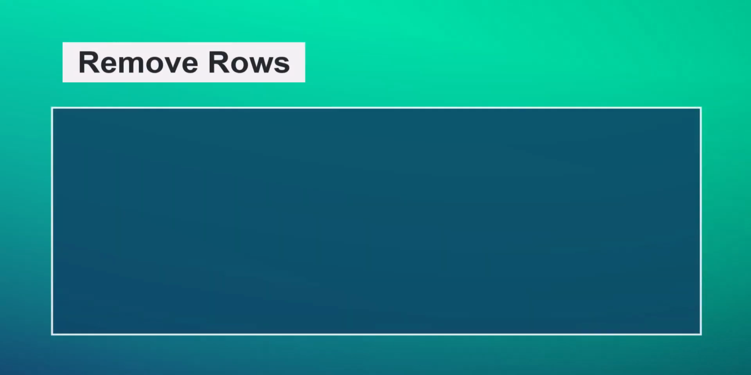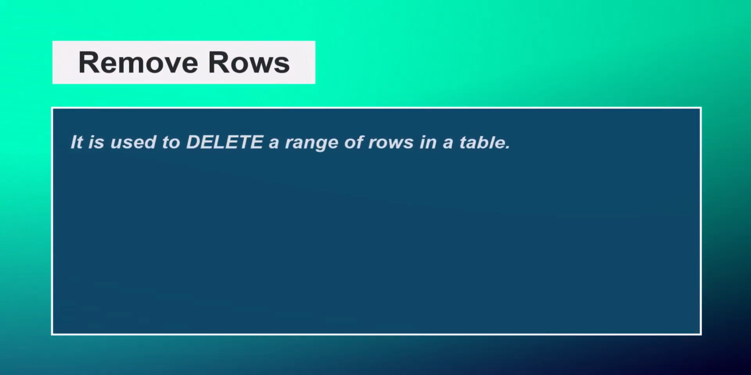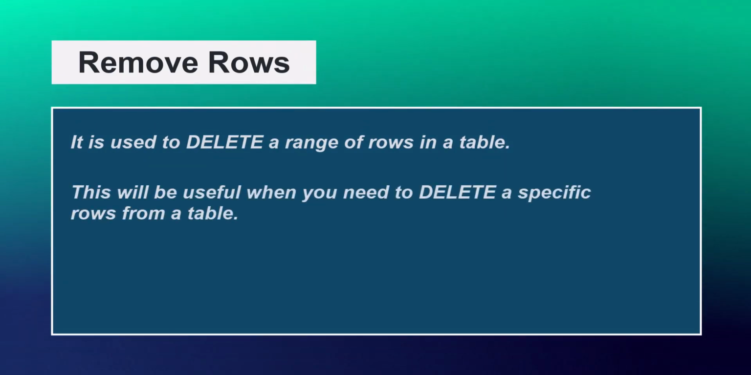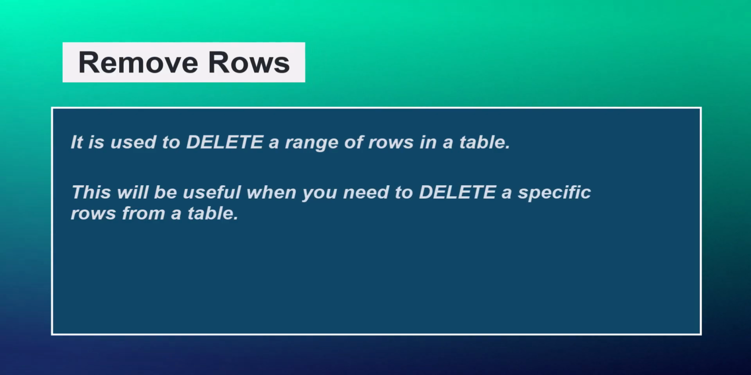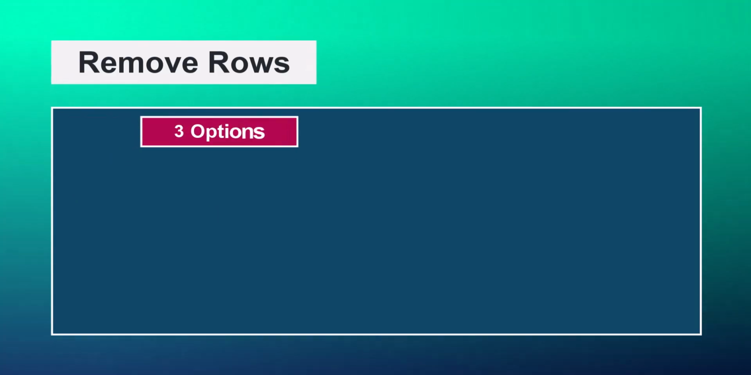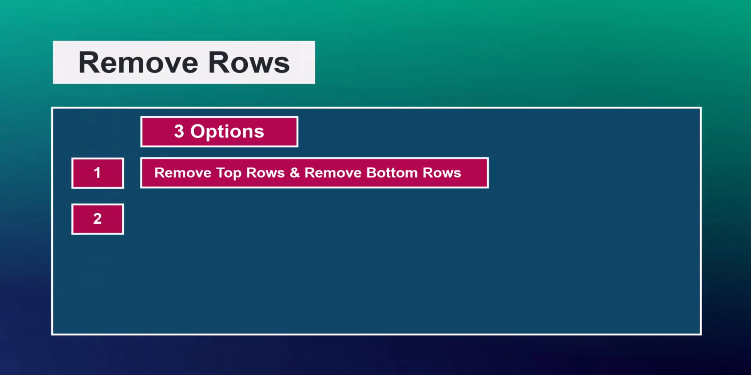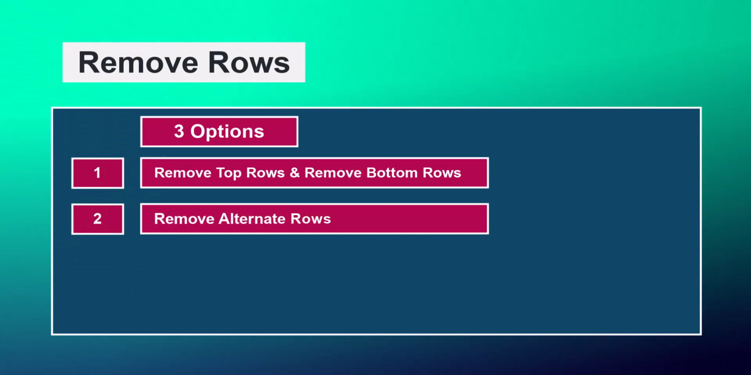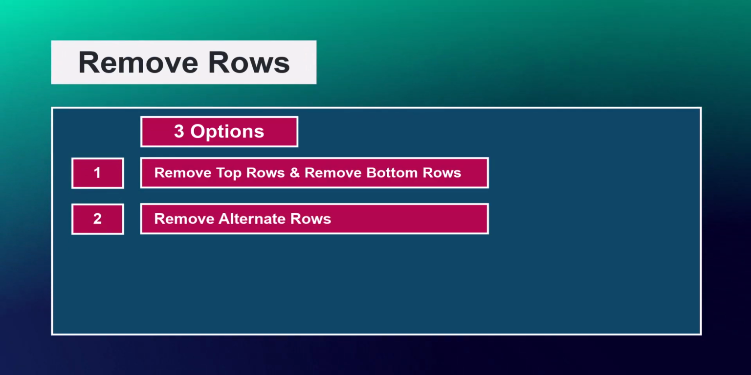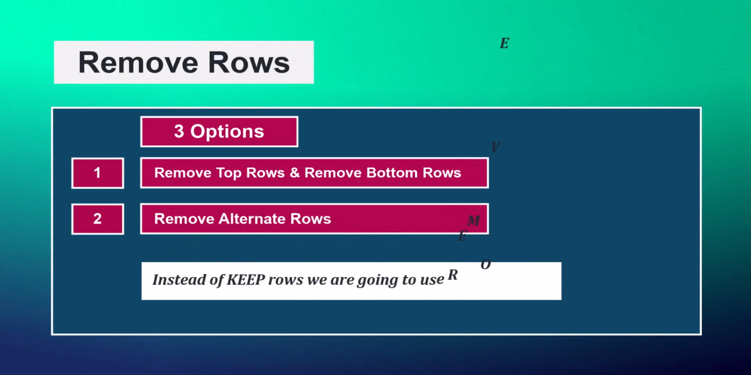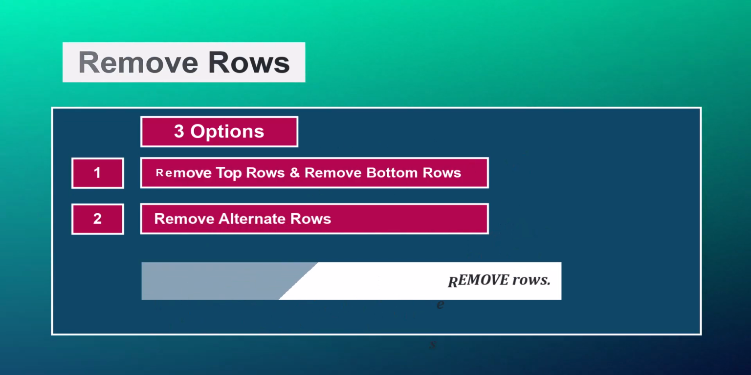Now let's see the third topic, remove rows. Remove rows is used to delete a range of rows in a table. That will be useful when you need to delete specific rows from a table. It contains three options: remove top rows, remove bottom rows, and remove alternate rows. This is similar to what we have seen earlier. Instead of keeping the rows, we are going to remove them now. That's it. Let's see an example.